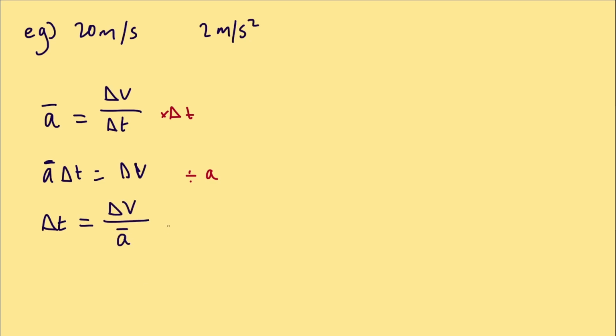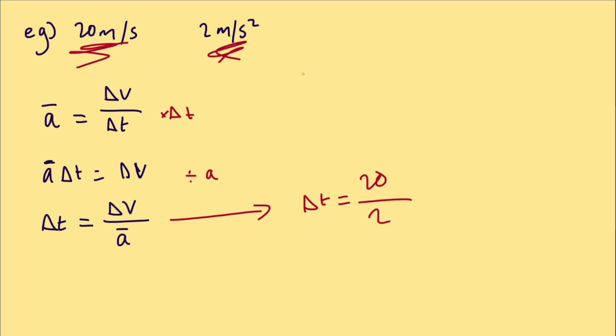Now we can go ahead and solve for time. So T is equal to 20 from up here over 2, which is here. The time is equal to 10 seconds. So after 10 seconds of decelerating, the motorcycle comes to a complete stop.